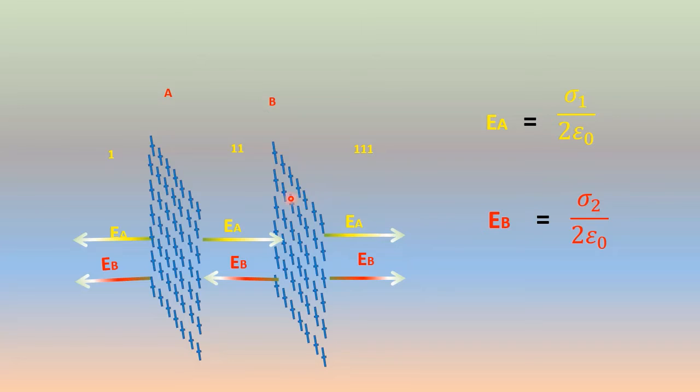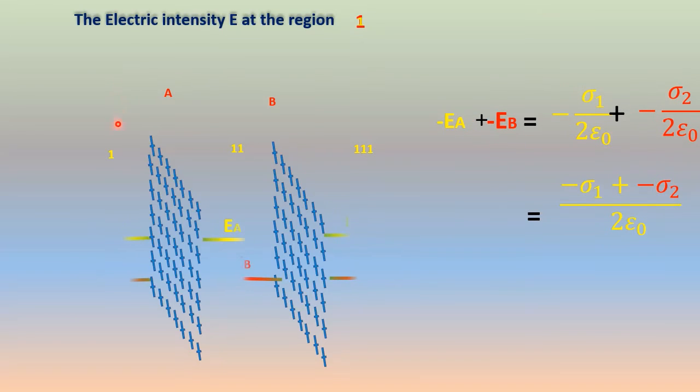Similarly, electric field due to charge sheet B having charge density sigma 2 is given by the equation EB is equal to sigma 2 by 2 epsilon 0. Here we have to find electric field intensity at the three regions separately. Let us find electric intensity E at the region 1.